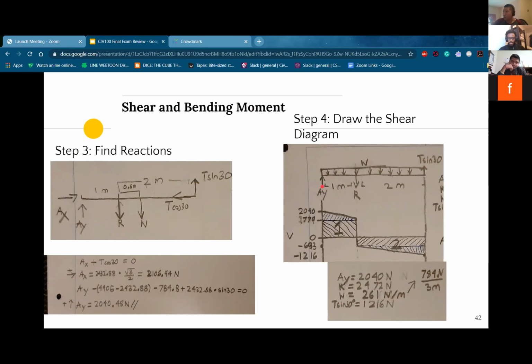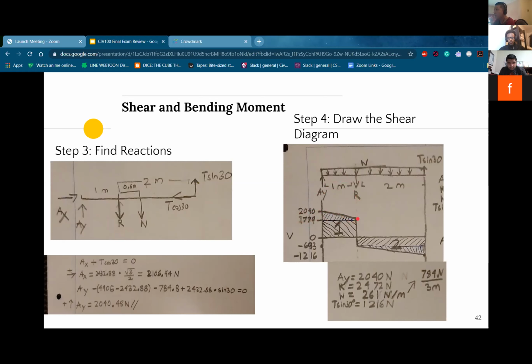We have Ay. So first thing for our shear diagram, the first force is Ay, so we're going up 2040. And then after that, we're going down linearly because that's what a distributed load does. And then we're going to go down exactly 261. Why are we going down 261? Because it's 261 newtons per meter, and we went down, well, to the right by 1 meter. And so that's why we went down by 261.